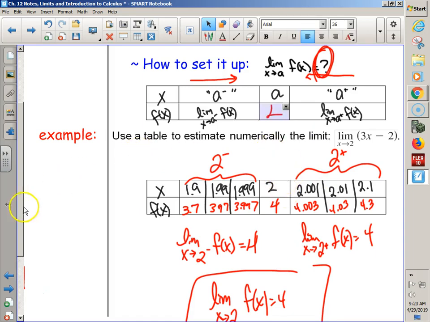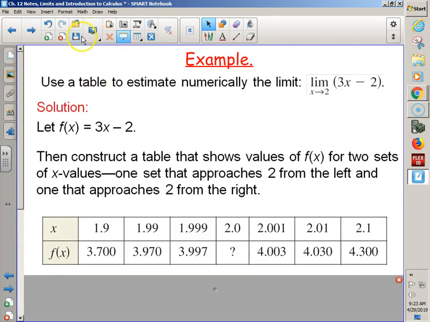Oh, I just attached it. Now I don't know how to get it out. I was going to erase it. That's okay. We'll keep going. Get rid of this.